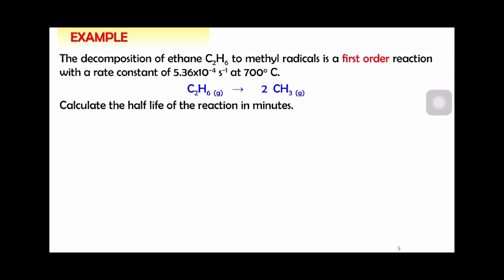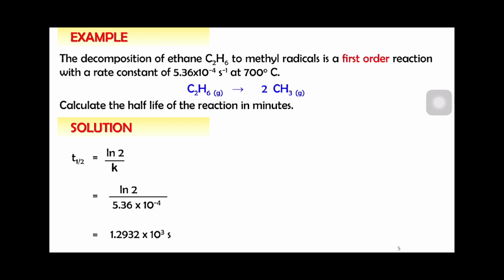Next, let's try some examples. The decomposition of ethane to methyl radicals is a first-order reaction with a rate constant of 5.36 × 10^-4 per second. Calculate the half-life of the reaction in minutes. Since this one is a first order reaction, the formula for half-life is ln 2 over k. Just substitute the value of the rate constant, then you will get your answer firstly in unit seconds. But the question is asking for in unit minutes, so you just convert to minutes.